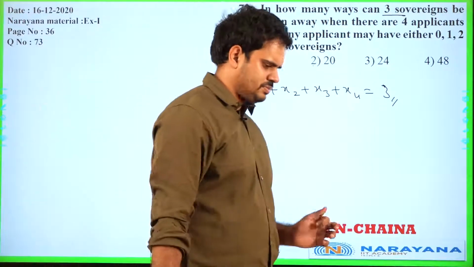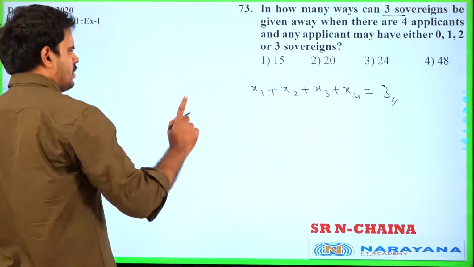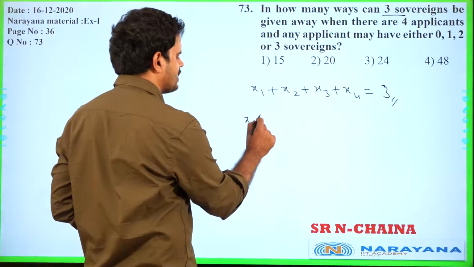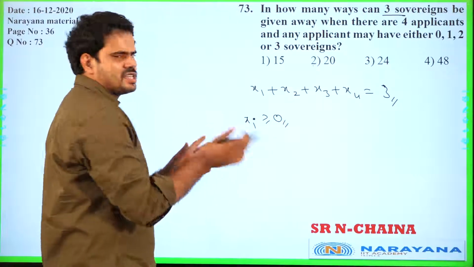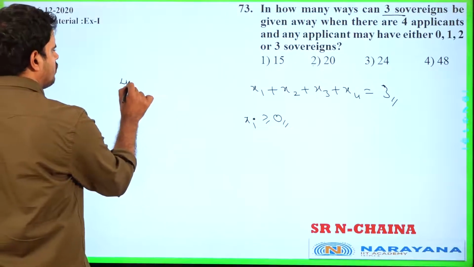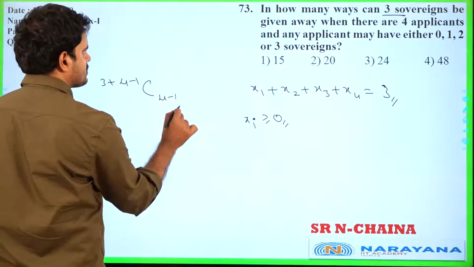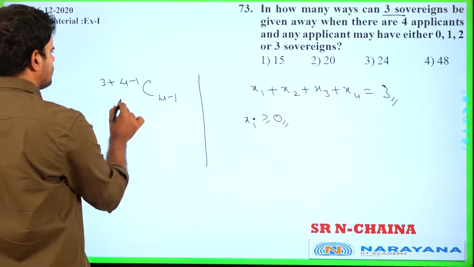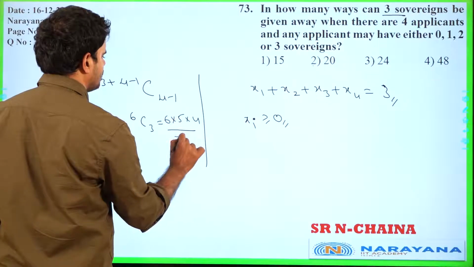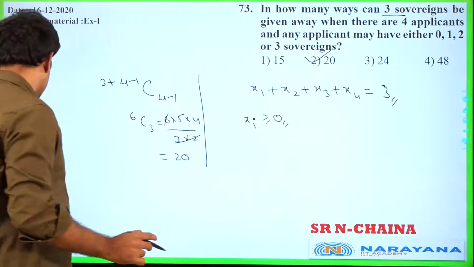So what can we do, people? We have 4 applicants and we need to distribute 3. Each Xi is greater than or equal to 0, because each one can get 0 or more. So the answer directly becomes the formula, people: 3 plus 4 minus 1 C 4 minus 1. The answer becomes 6C3, so 6 into 5 into 4 by 3 into 2, which becomes 20. That's my answer. Let me go with the next question.